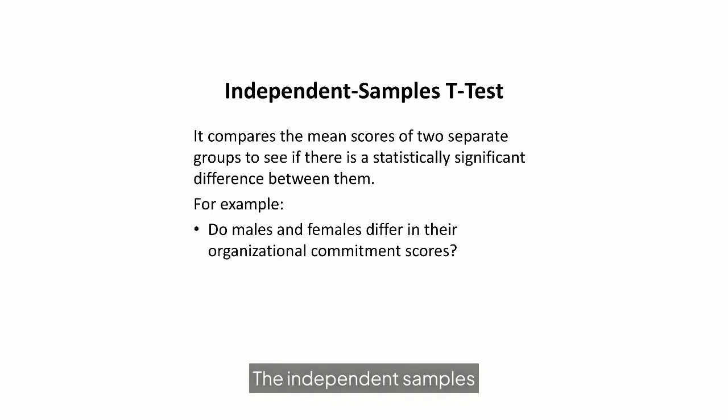The independent samples t-test compares the mean scores of two separate groups to identify statistically significant differences. For example, it can determine if males and females differ in their organizational commitment scores, providing valuable insights into group dynamics.